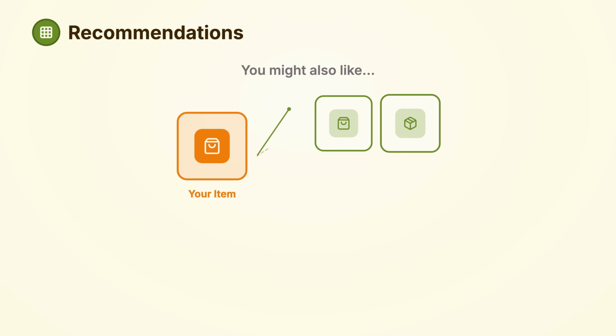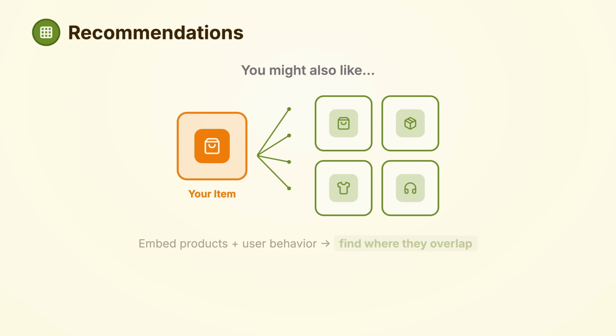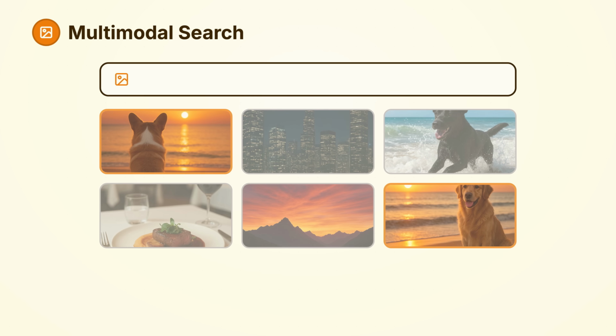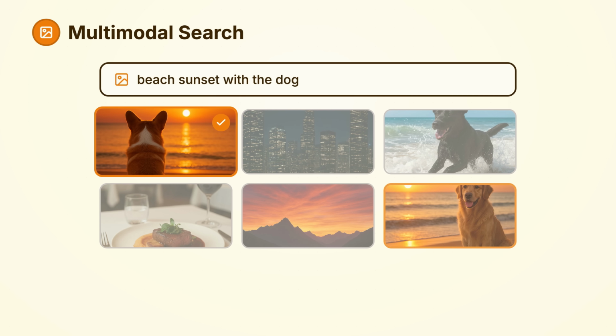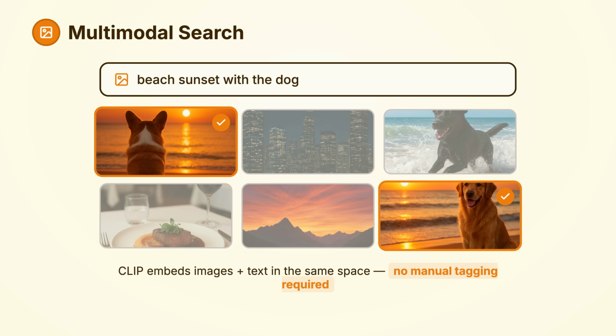Recommendations. Embed products by their descriptions and attributes. Embed user behavior as preference vectors. Find where they overlap. Multimodal search. Models like CLIP embed images and text into the same vector space. Search your photo library with natural language. Beach sunset with the dog finds the right memories. No manual tagging required. Let's lock in the complete mental model.